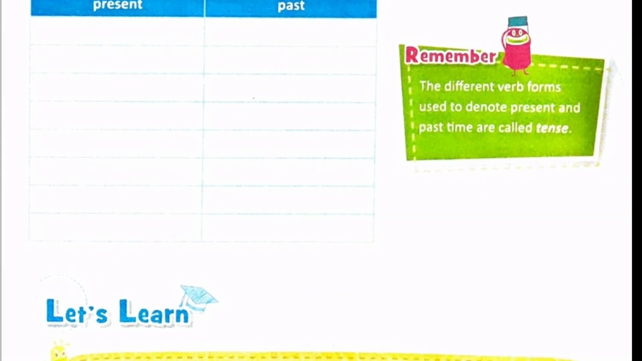The remember section says, the different verb forms used to denote present and past time are called tense. So this is something we know, that tenses are nothing but verb forms in different time zones. That is, when we write the past form of the verb, it is known as the past tense. If we write the root form or the present form of the verb, it is known as the present tense.